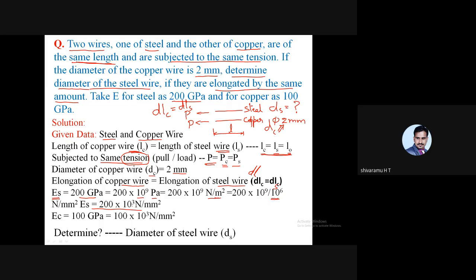In the same fashion, the Young's modulus of the copper wire, we can convert 100 gigapascal and express it in terms of Newton per square millimeter. So that is equal to 100 into 10 power 3 Newton per square millimeter. Here the unknown parameter is, it is asked to determine the diameter of the steel wire.